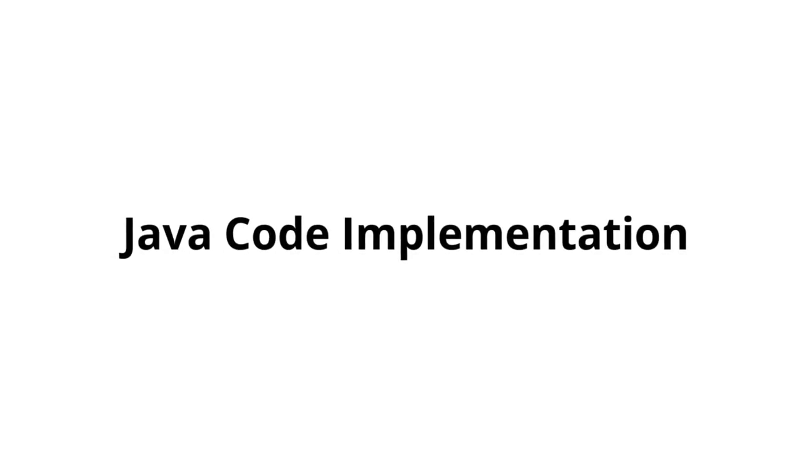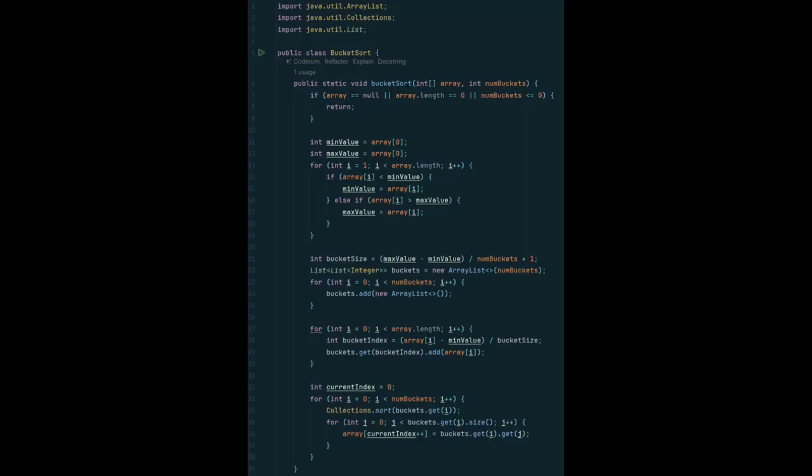Here is the Java implementation of bucket sort. The bucket sort method takes in two parameters: array, which is the input array to be sorted, and numBuckets, which is the number of buckets to be used for sorting. The code first checks if the array is null, empty, or if numBuckets is less than or equal to 0. If any of these conditions are met, the method returns early without performing any sorting.